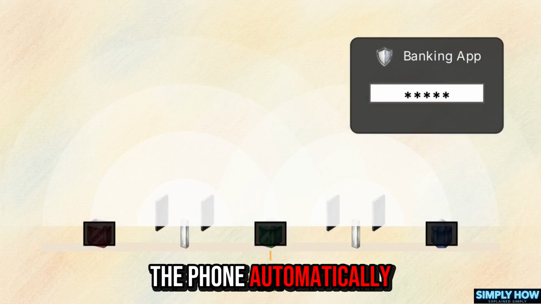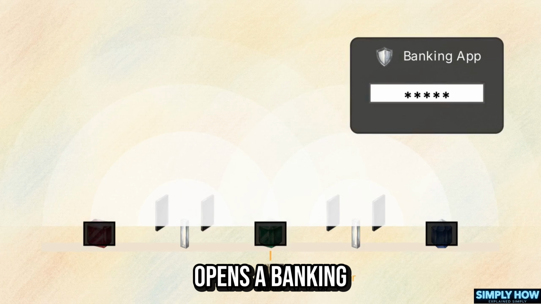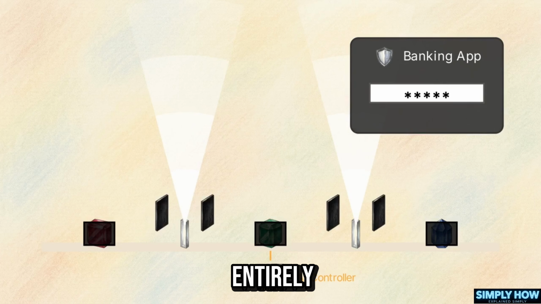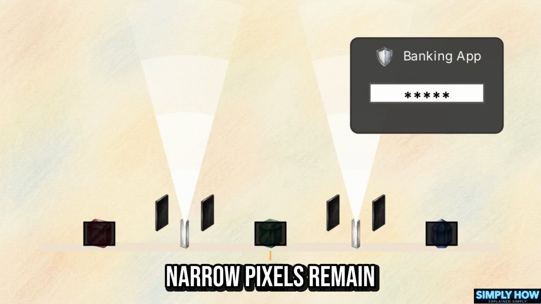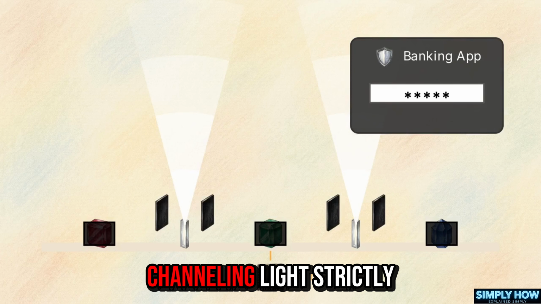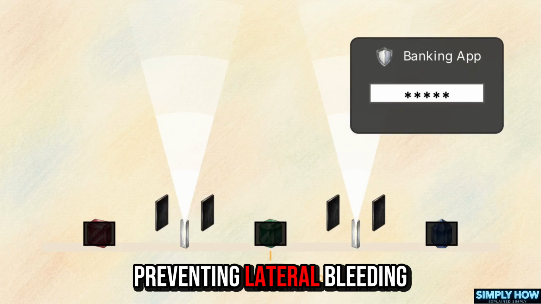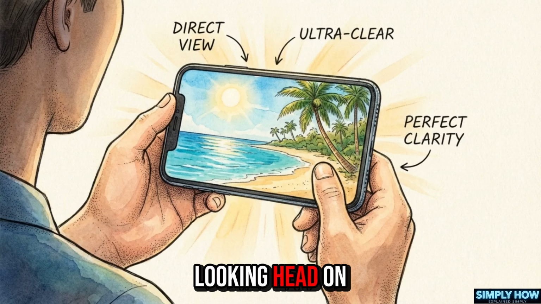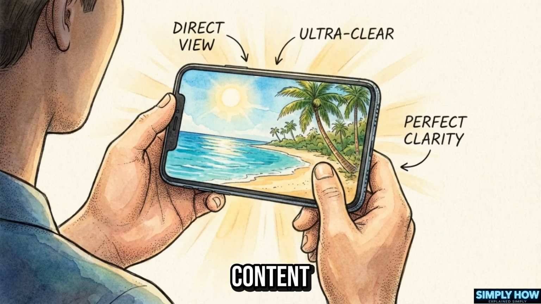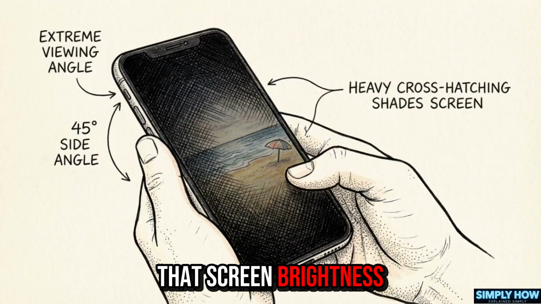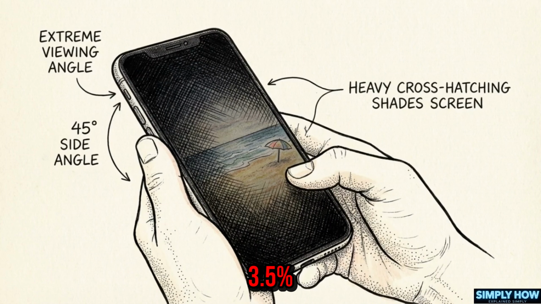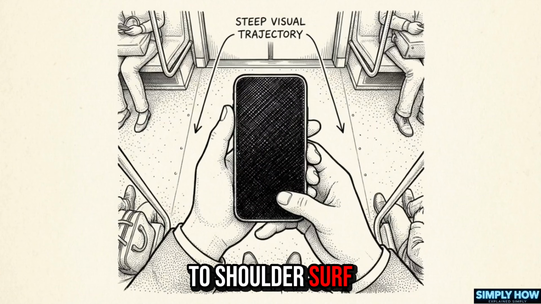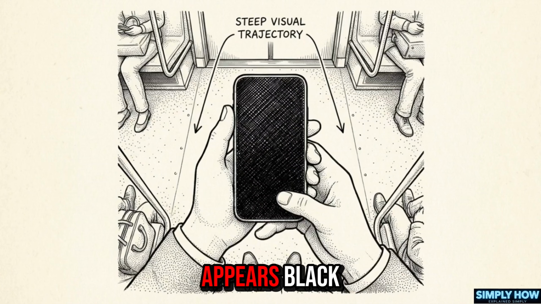The phone automatically engages privacy mode when a user opens a banking app or types a password. The display disables the wide pixels entirely. Only the shielded, narrow pixels remain active, channeling light strictly forward, preventing lateral bleeding. The physical result is stark. While the user looking head-on sees crystal clear content, independent testing shows that screen brightness drops to just 3.5% at a 45-degree angle. To an onlooker trying to shoulder surf, the screen simply appears black.